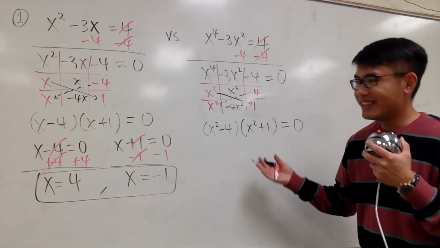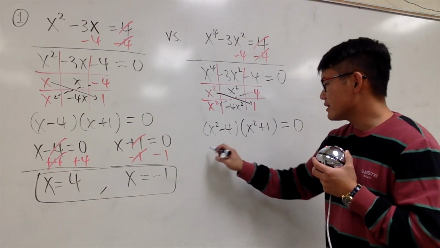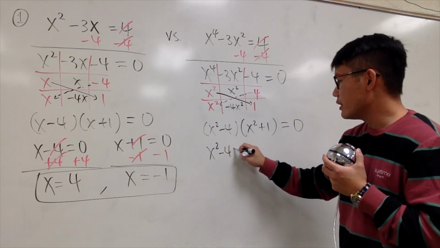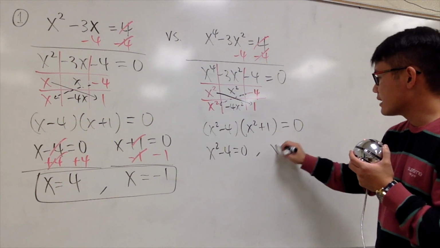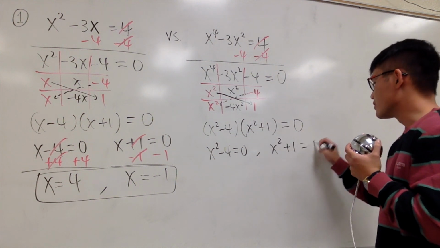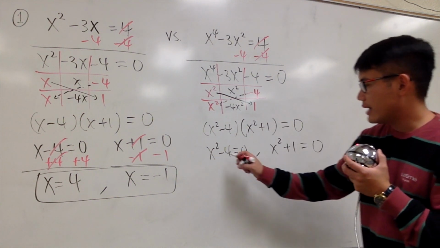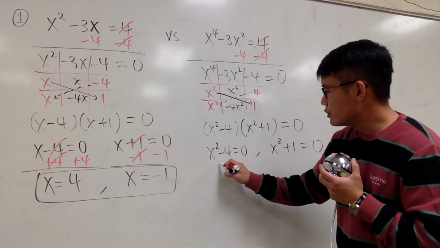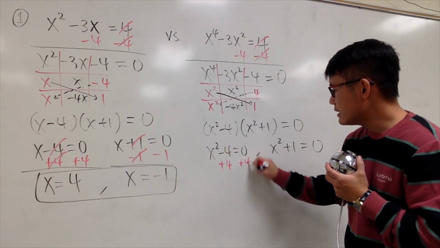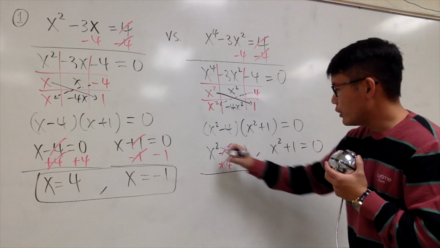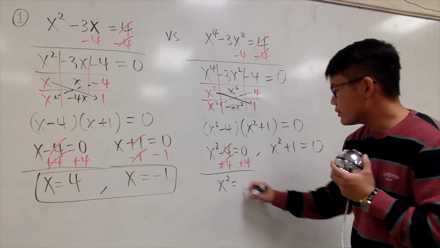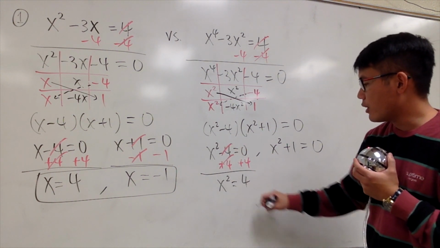And we go ahead and do the same thing, right? We make this x squared minus 4 equals 0, and we also make that x squared plus 1 equals 0. We go ahead and try to solve these equations. I will do so by adding 4 on both sides. Cancel, cancel. And then we have x squared equals 0 plus 4, which is 4.